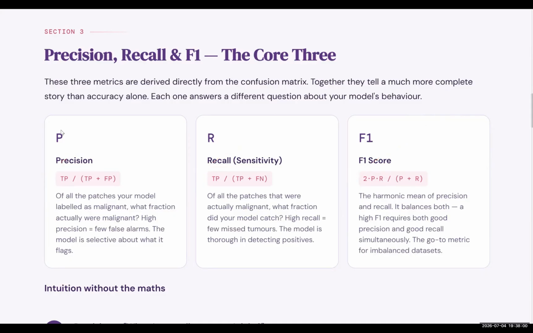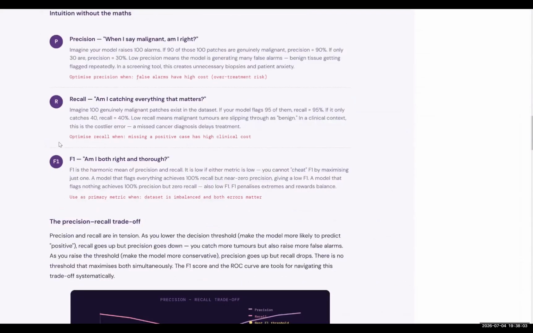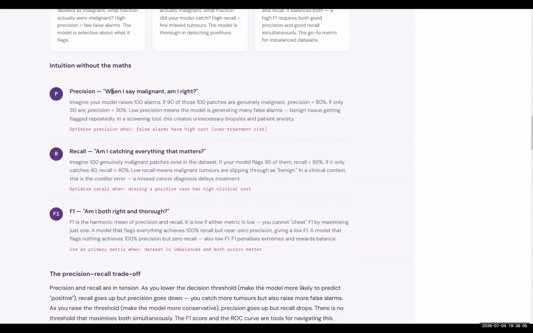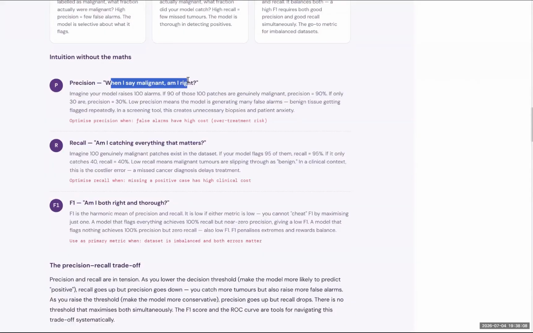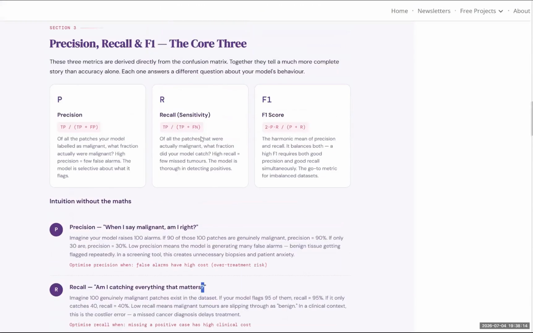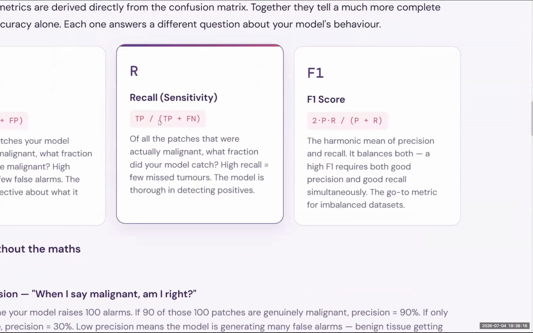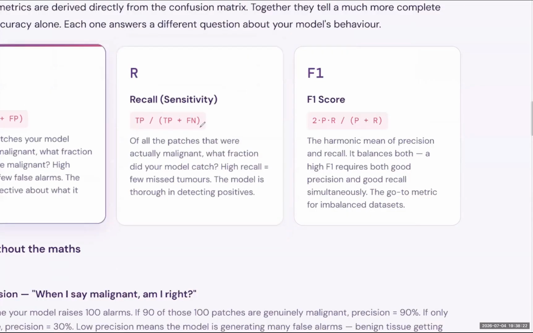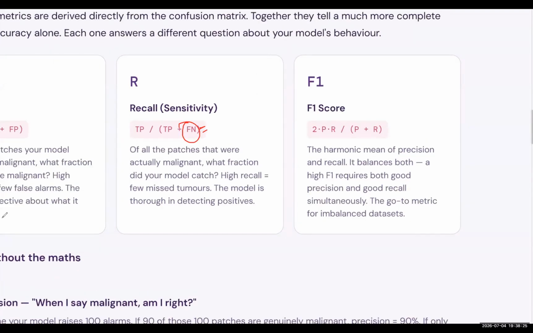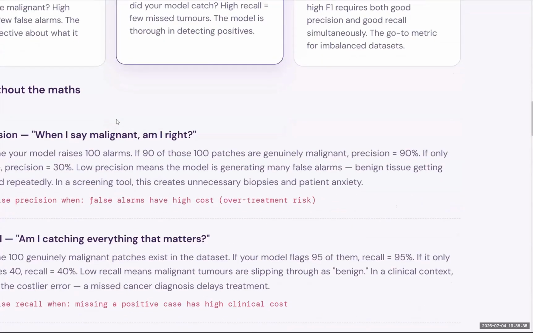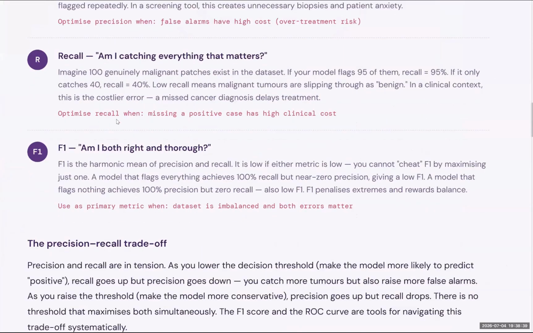So these are the mathematical explanations of what we are going to use, and I have written them over here. Precision means when I say malignant, am I right? Recall means am I catching everything that matters? Because you see over here in the denominator TP plus FN, true positive plus false negative. So your model has not caught the false negatives as positive. This was a misclassification in the real world also. This is only what the model has caught, out of all the positives. Got it? That is why this is known as recall. After precision, you go for recall. And what is F1? It is the balance of both.